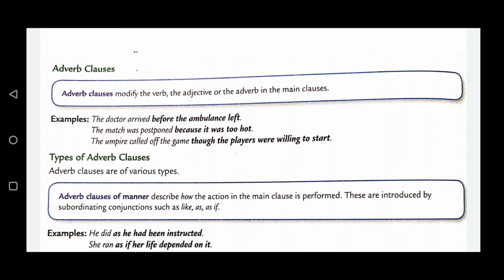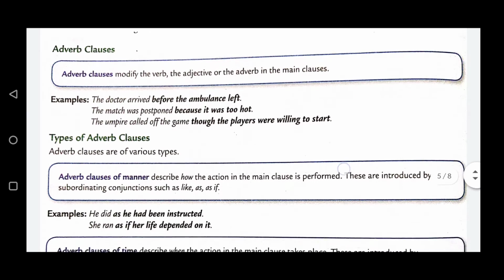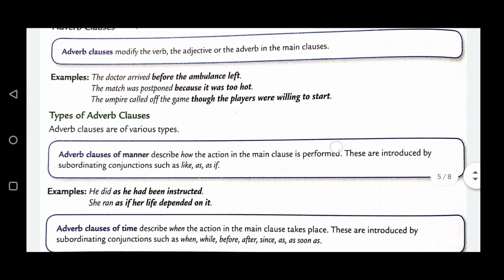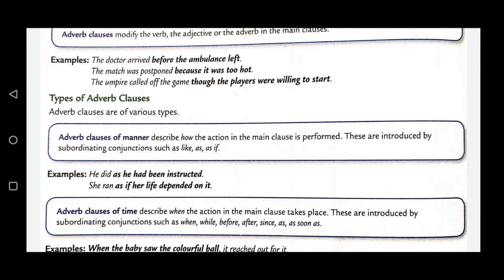Though there are 8 different kinds, it is not very difficult to find out which adverb clause it is, because every time we have fixed subordinators that tell us which kind of adverb clause it is. So, types of adverb clause, we will go directly to them. Here are some examples. The doctor arrived before the ambulance left. So before is the word which tells us when.